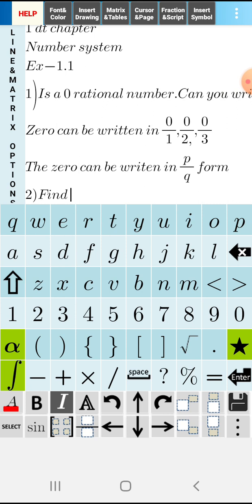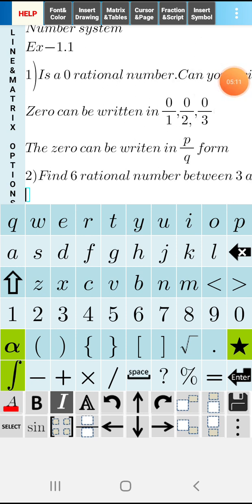Find 6 rational numbers between 3 and 4. They are asking to find 6 rational numbers between 3 and 4. Now the question is, we have to write 6 rational numbers.